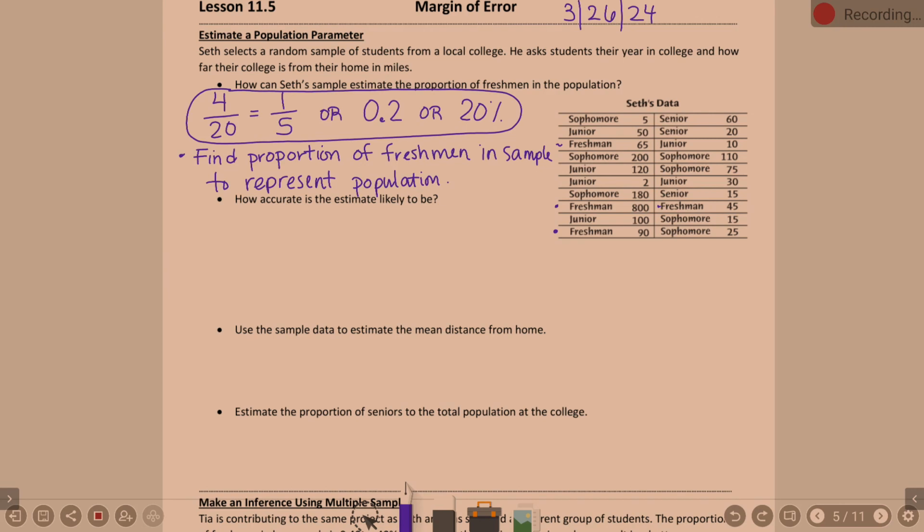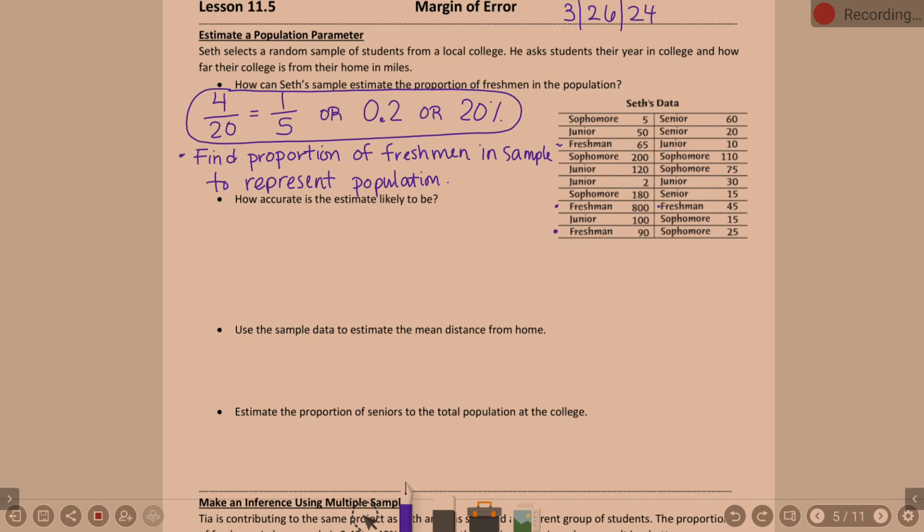Okay, 20 could be kind of small, really. If we're talking a college, it says local college, so even someplace like IUK, 20 is kind of small. So the bigger the sample size, the more accurate you're going to see a result there. So we don't necessarily know how accurate this estimate is, because we don't necessarily know how Seth got his results. We don't know how big this college is in reference.